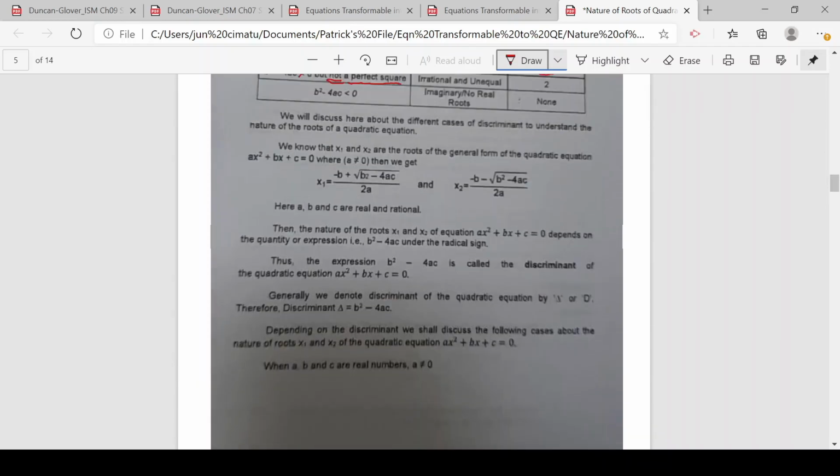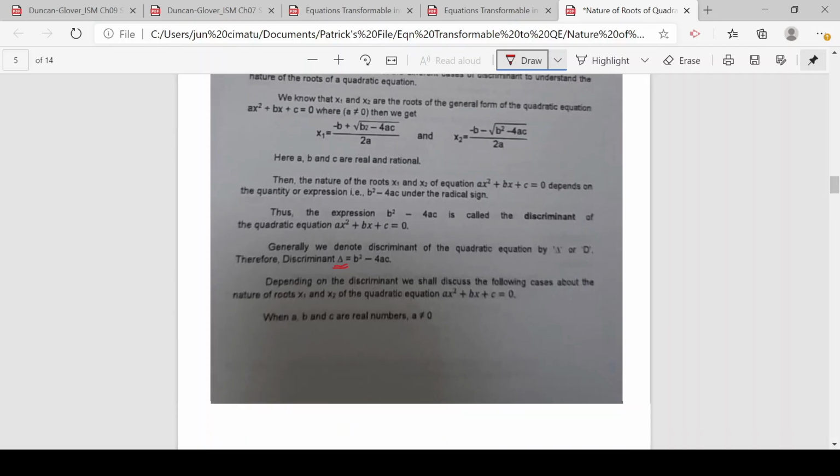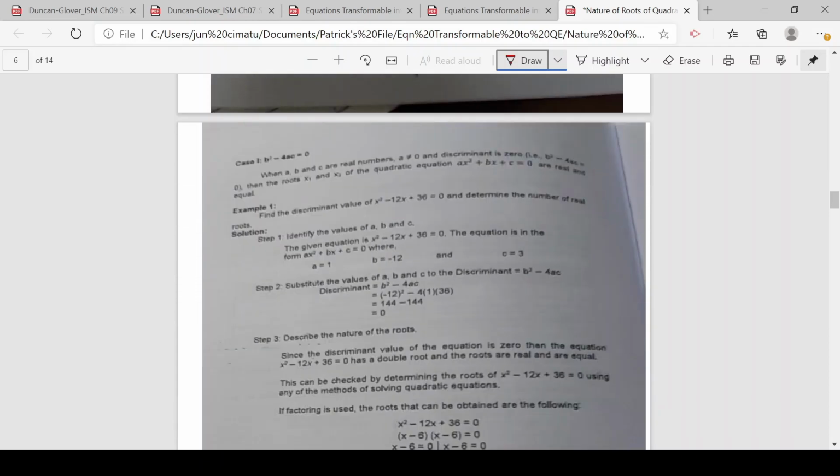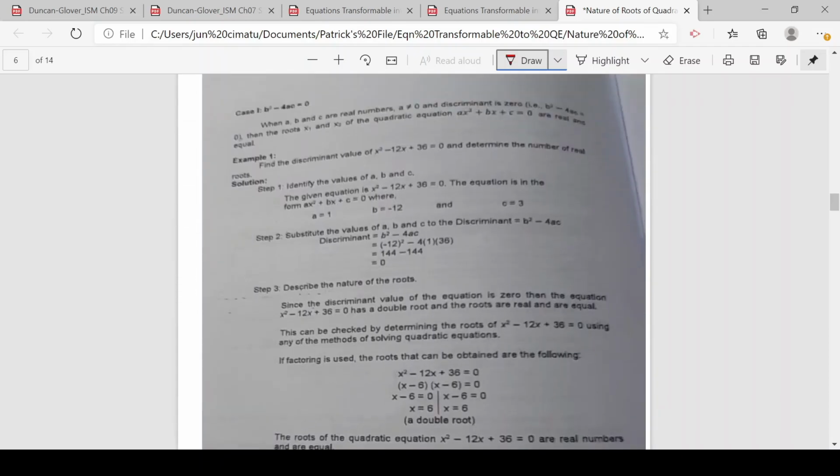So, symbol ng discriminant dito na ginamit is delta. Ito yung case 1. Case 1, 0. Equal sa 0 ang discriminant. So, x square minus 12x plus 36 equals to 0. So, kapag kinalculate mo ang discriminant, yun yung delta, lalabas 0.